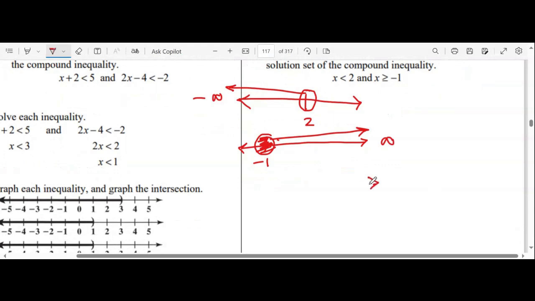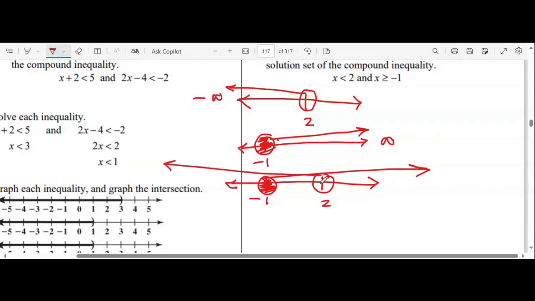Okay, now if we combine both of them together, what are you going to get? The -1 is closed, and it's going to where? 2. Going this way, right? And 2 is what? Open. Going to where? This direction. Is this clear?